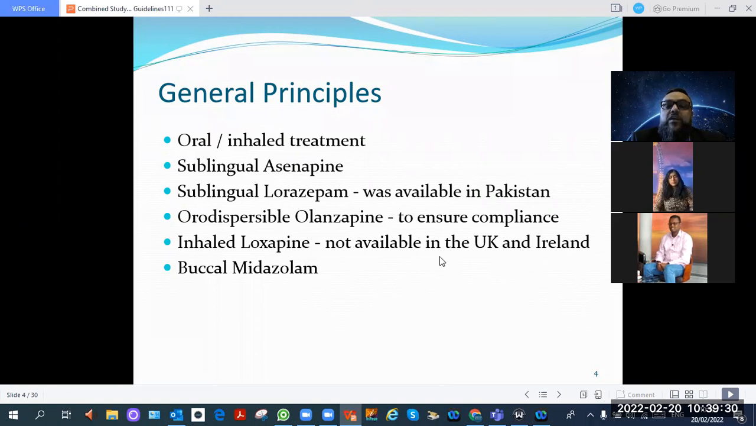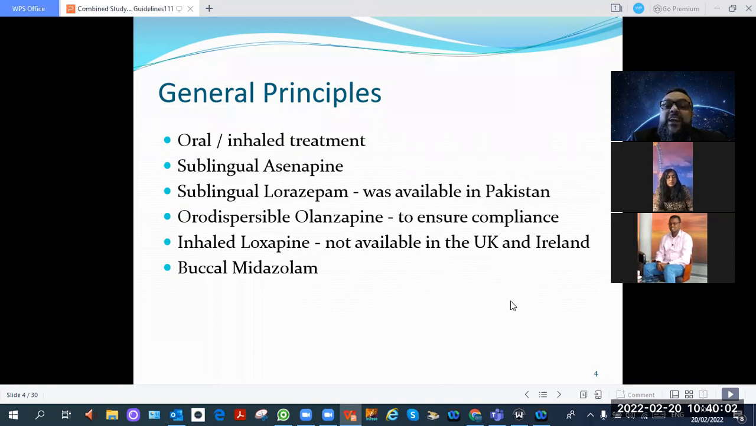sublingual asenapine or sublingual lorazepam. Sublingual lorazepam used to be available in Pakistan, but no more. It is available only in the United States, not in the UK and Ireland. But I remember Tanzil was the name in Pakistan, and it was a wonder drug. You put it and it would start acting straight away.